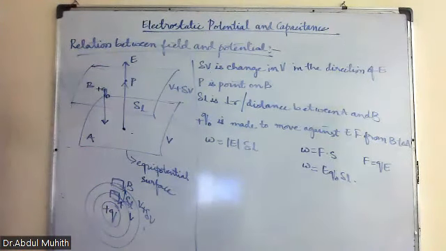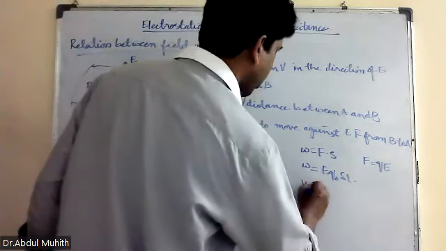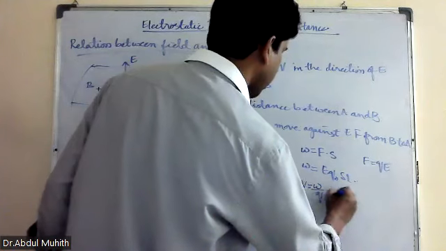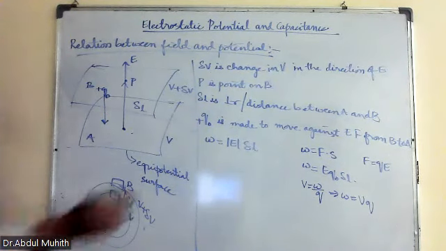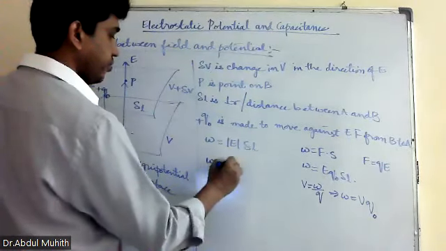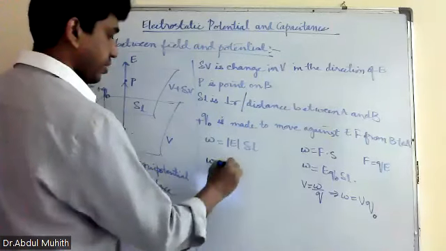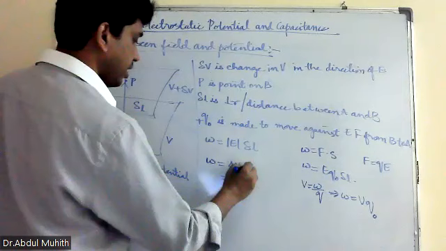Now we have here work done is equal to what? We have V is equal to W by Q. Also we know V is equal to W by Q, or W is equal to VQ. So W is equal to what? Again, because we are taking Q naught here, W is equal to VQ, which means delta V into Q naught.